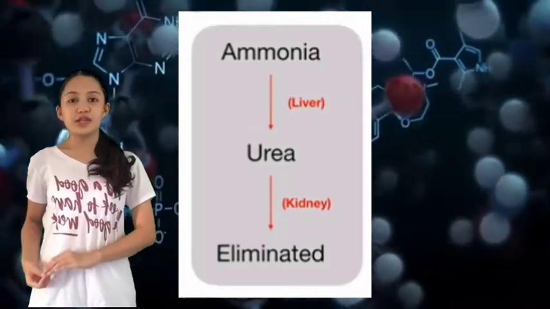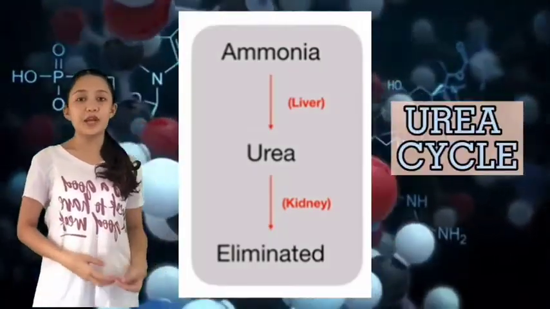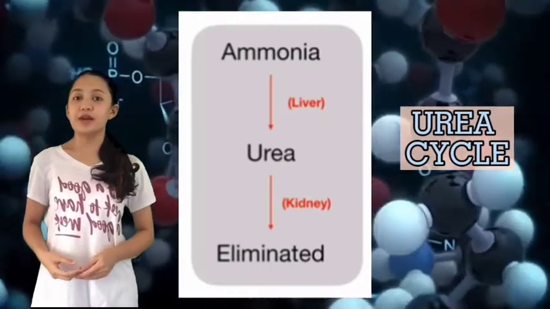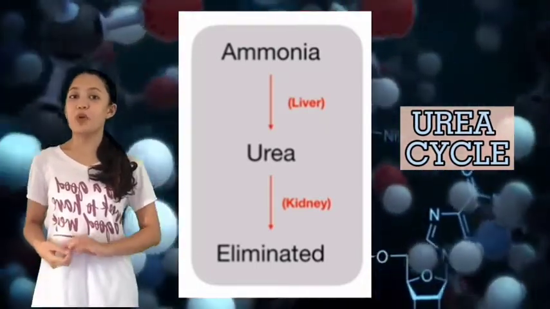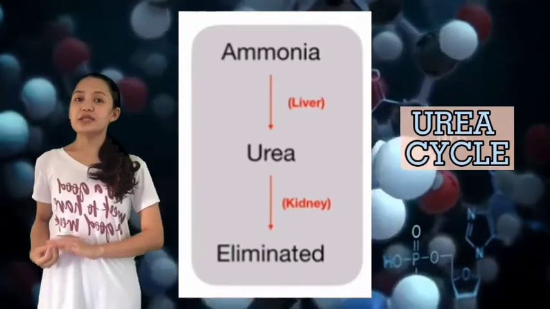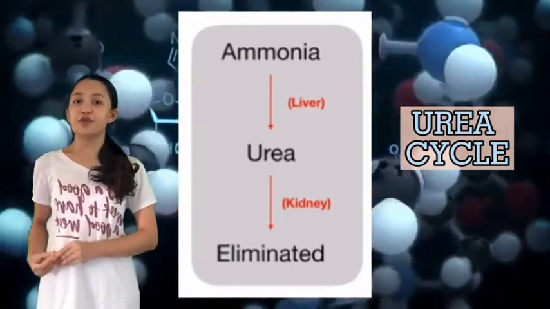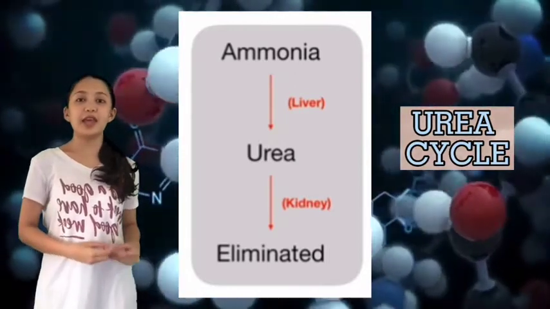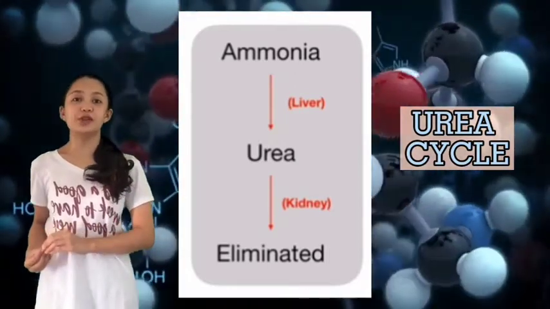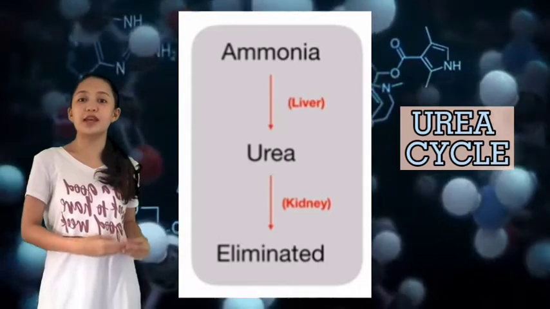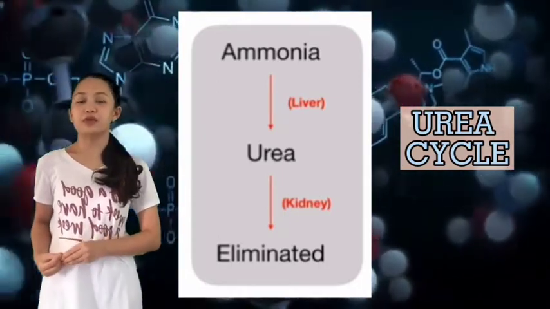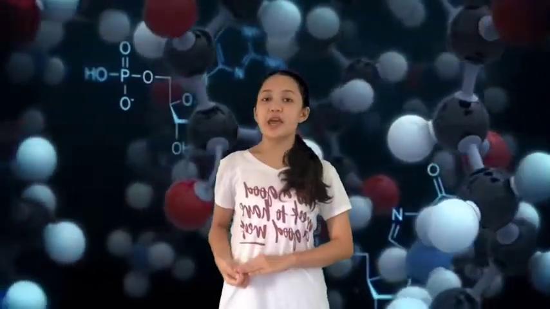Now everything you see here is the simple explanation of the urea cycle, wherein it specifically takes ammonia, sends it through a series of very specialized chemical reactions in the liver to form urea, and then takes that urea and ships it to the kidney, wherein the kidney can urinate it out. So now let's start with the beginning of the urea cycle.